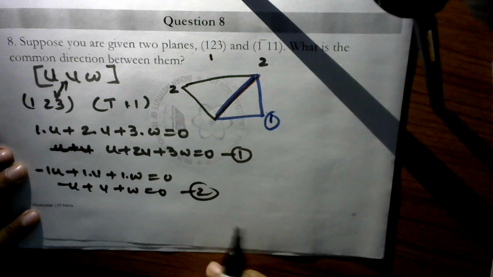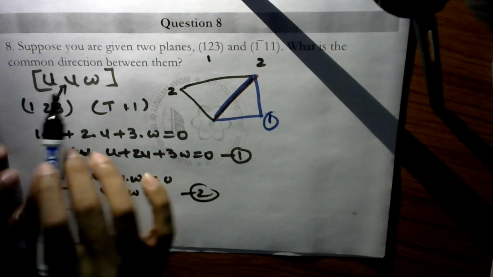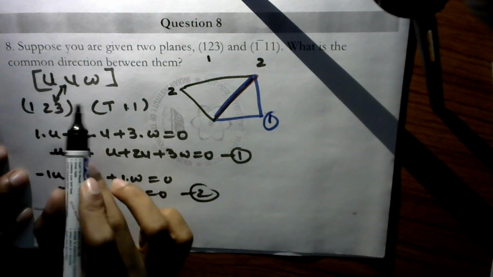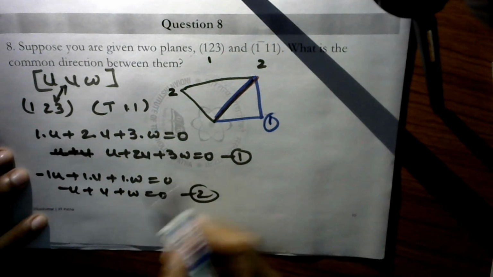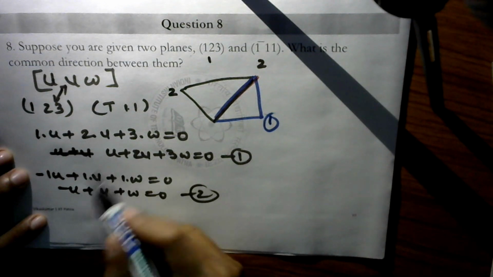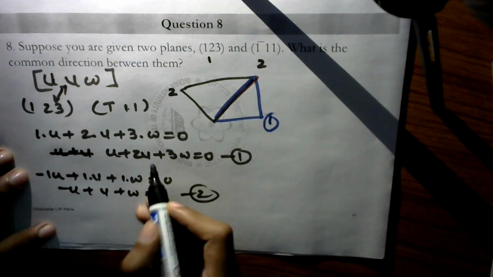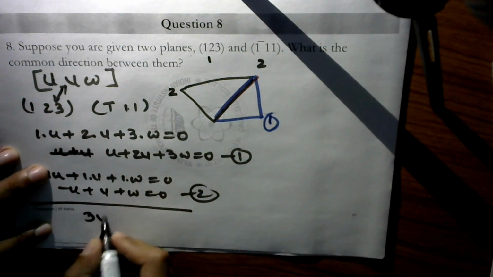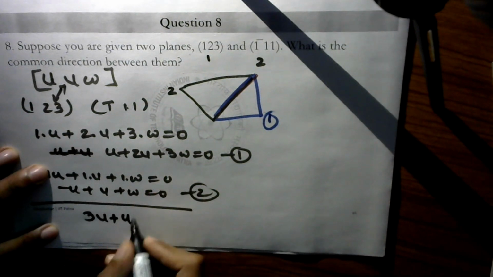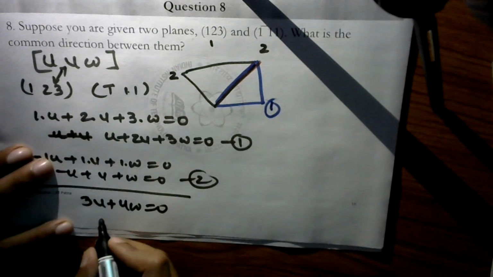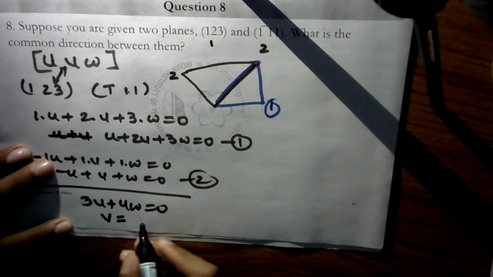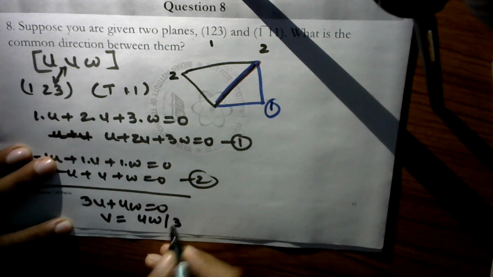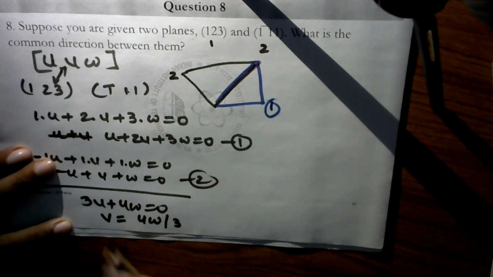There are 3 variables, but we have 2 equations. Remember that these are not absolute values, these are ratios, so we need to find only the ratio. So let's add them together. The U and minus U will cancel out. We will get 3 times V plus 4 times W equal to 0. So from here we can get the V value. V will be equal to 4W divided by 3. We got the V value in terms of W.